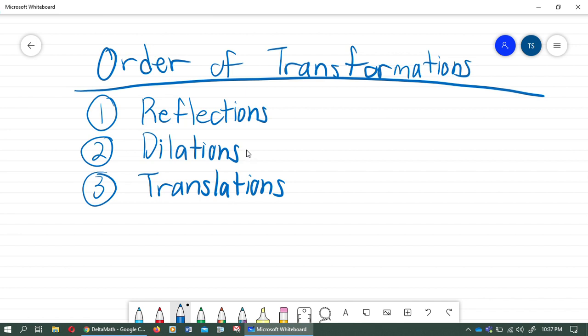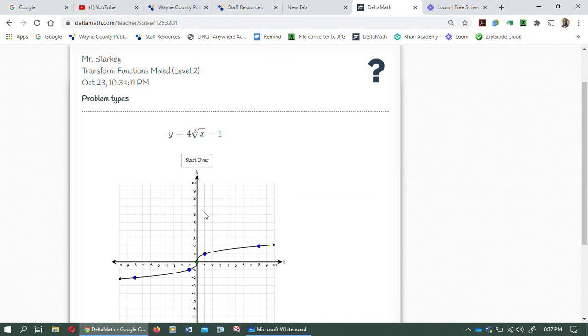And guys, you've already done Delta Math practice problems for each type of these transformations, so that part shouldn't be difficult. But again, you'll handle the reflections first, if there are any, and next, guys, you'll handle the dilations, if there are any. And again, the last thing that you'll want to handle, if there are any, is the translations. Okay? So listen carefully about that, all right?